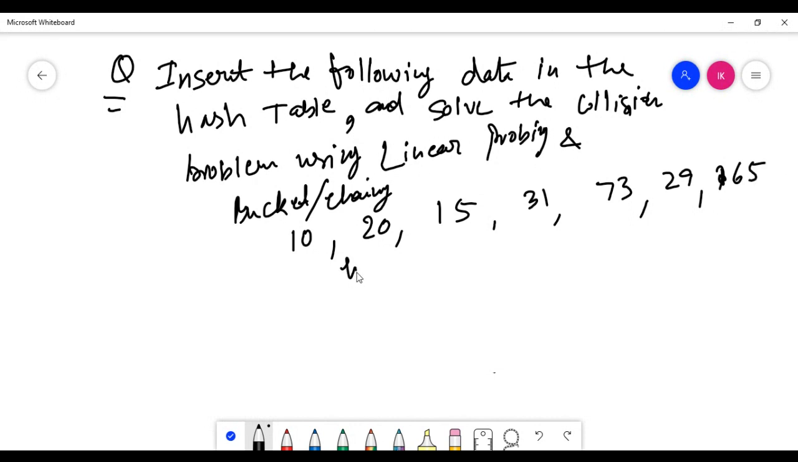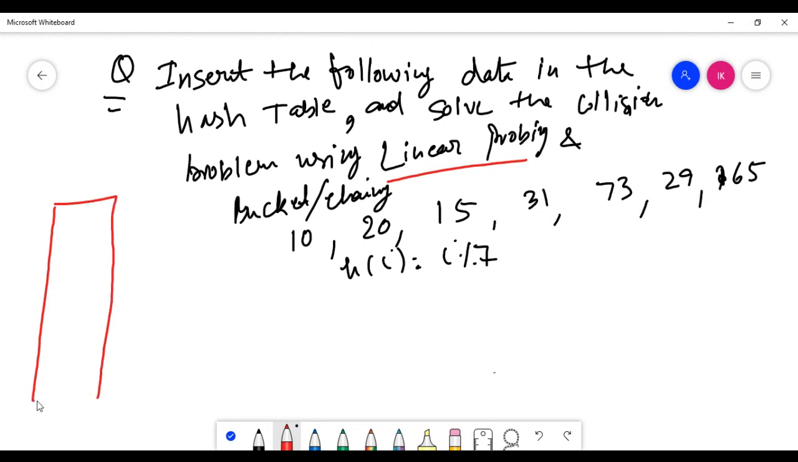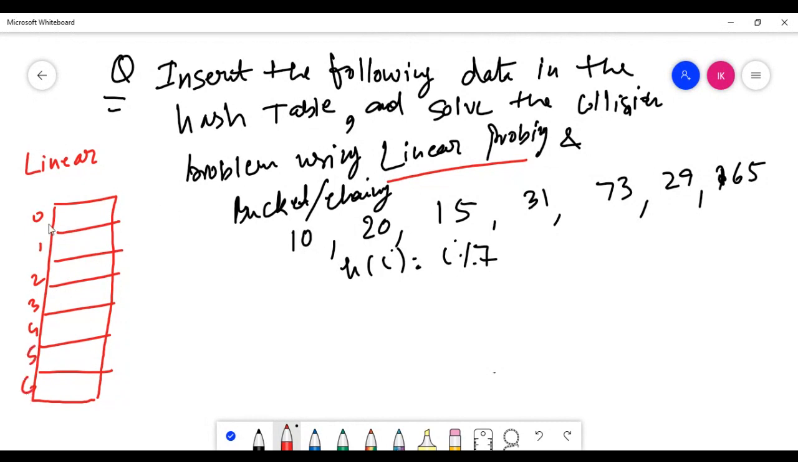Okay. So my hash function is h(i) equals i modulo 7, because there are 7 numbers. So I will solve this one using linear. Okay. So make this one. 1, 2, 3, 4, 5, 6, 7. Start from 0. 1, 2, 3, 4, 5, 6. If the number is 11, then you will always start from 0 and it will go up to 10. Okay, don't worry.